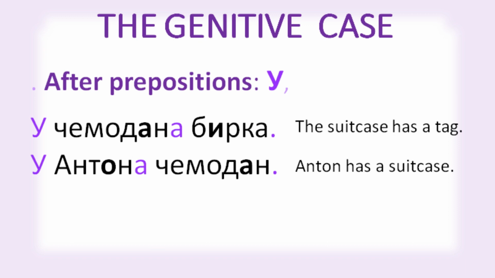У чемодана бирка. The suitcase has a tag. У Антона чемодан. Anton has a suitcase. Here the preposition у has the meaning of attribution or possession.